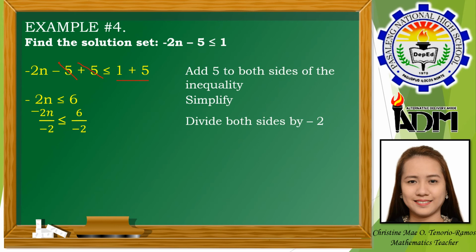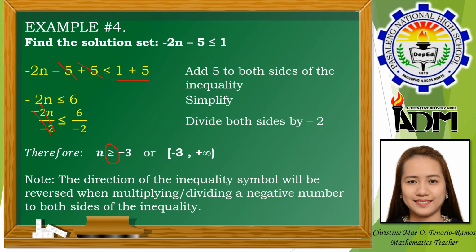So, dalawang negative. Alam naman natin na kapag ang dinivide mo is negative, mag-change yung direction ng ating inequality symbol. Then, cancel out na yan. Matitira is n. 6 divided by negative 2 is negative 3, or negative 3, positive infinity. Okay, yan. So, the direction changes.